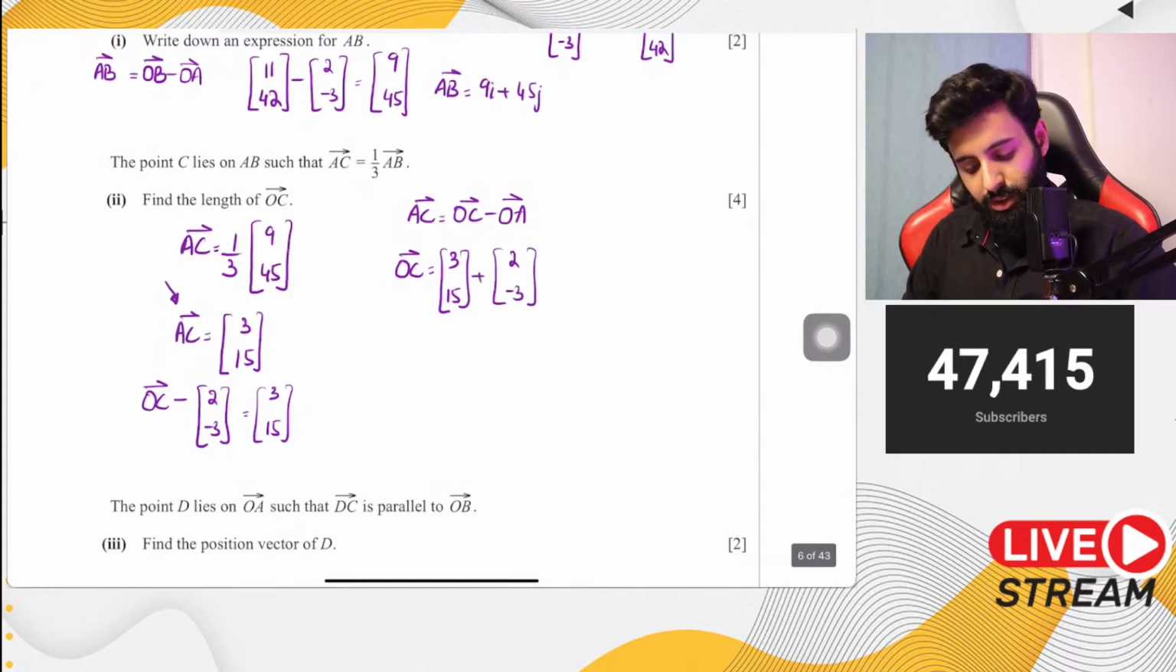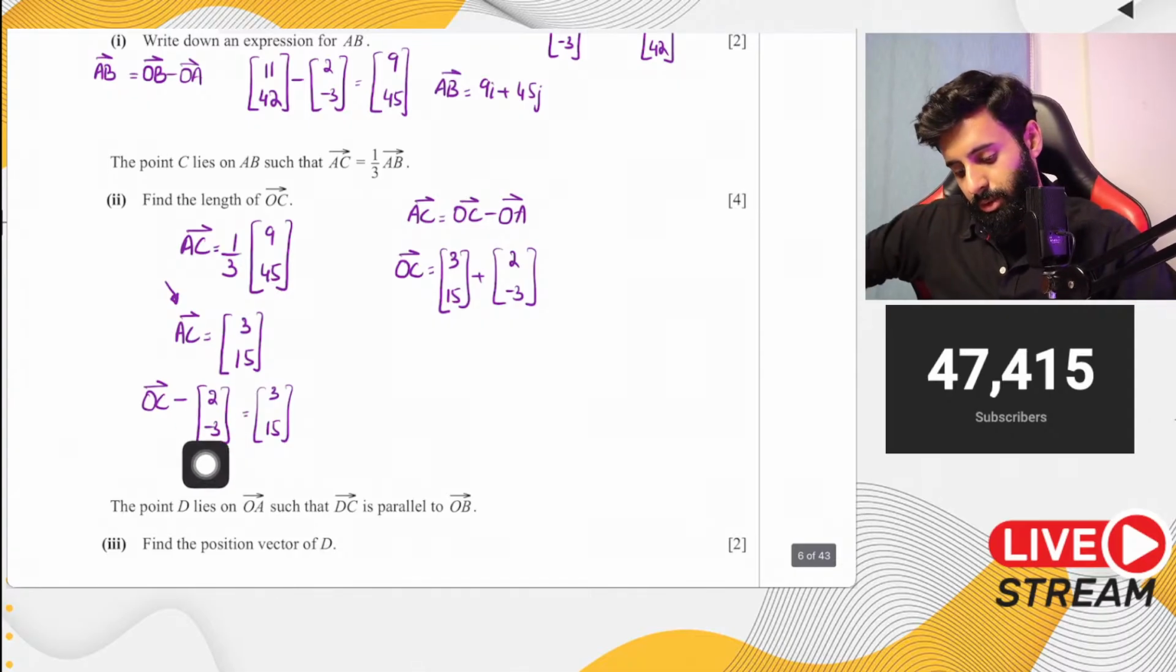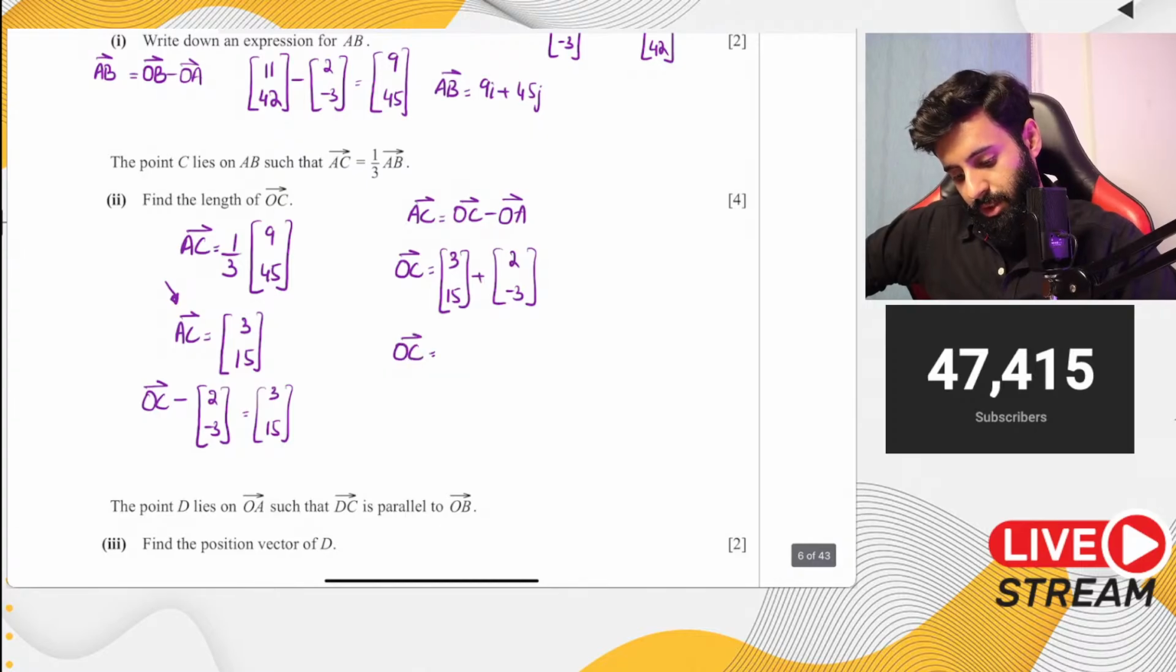Now do not end up changing the signs of the components. That's an incorrect approach. We don't change the sign of the components. We only change the sign in between. So 3 plus 2 is 5. 15 minus 3 is 12.